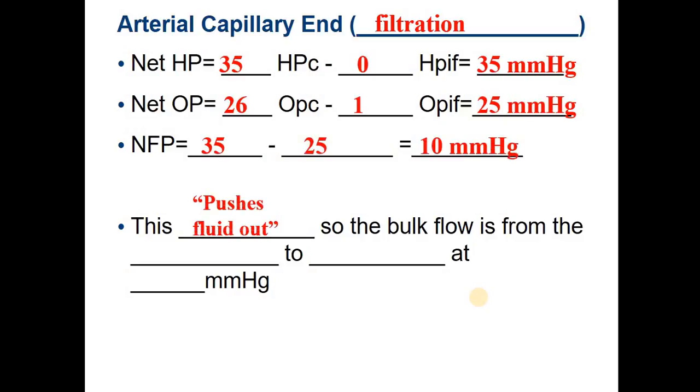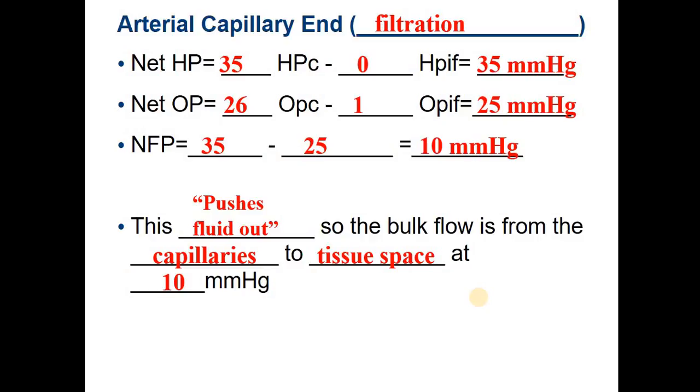So this pushes fluid out. So the bulk fluid is from the capillaries to the tissue space at 10 millimeters of mercury. I will not ask you to give me the math, for instance, saying 35 minus such and such, unless I gave you an example and you will just be able to do the numbers from reading the problem.